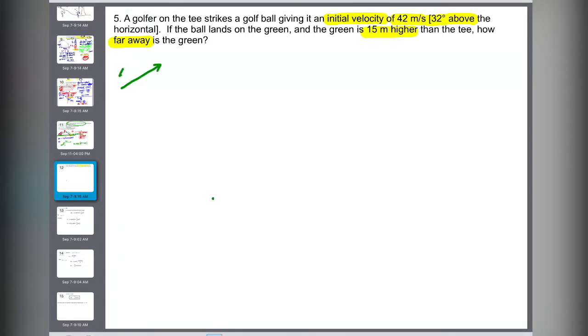So you've got an initial velocity of 42, which is on an angle of 32 degrees above the horizontal. And this time, it is going to go and land actually on a higher ground. Usually we do a lower ground. We always go with a cliff and stuff like that. But this time it's a higher ground. So this is 15 meters higher than the level it was starting in.